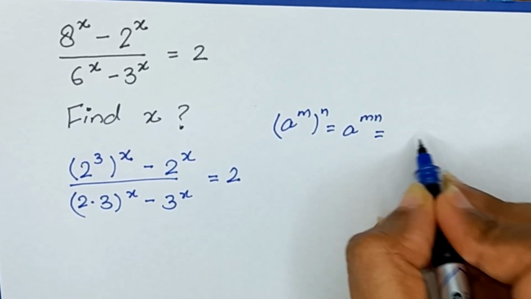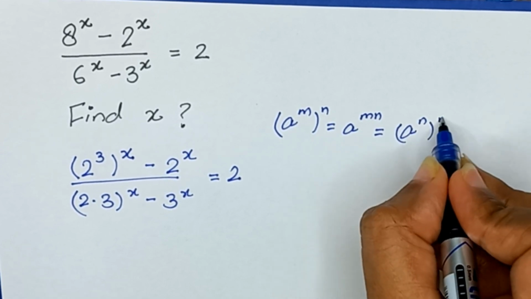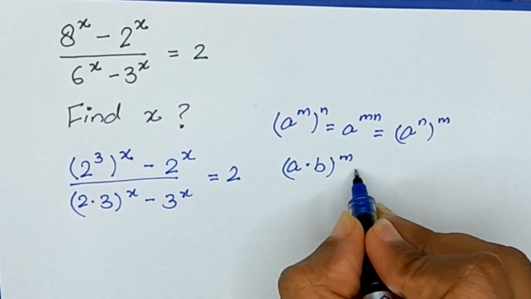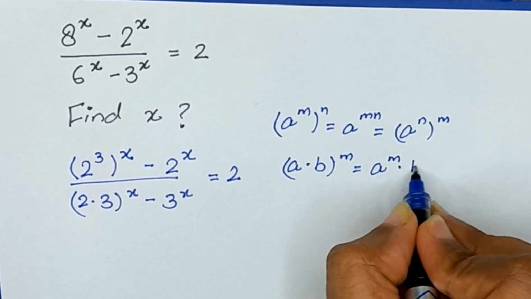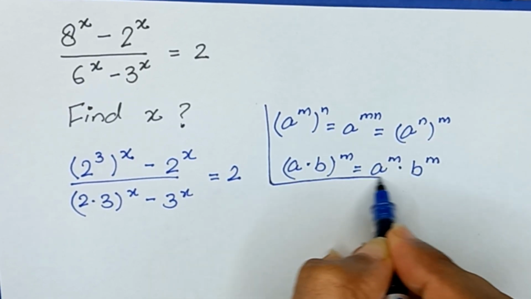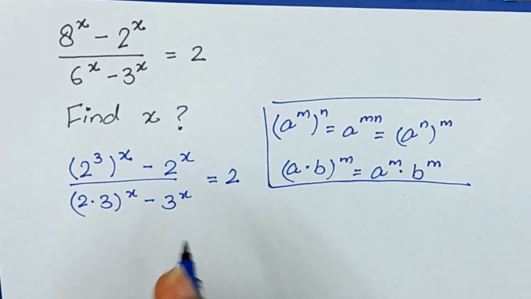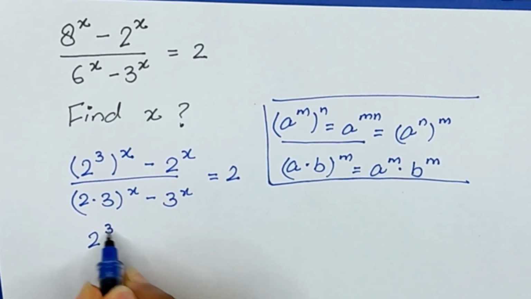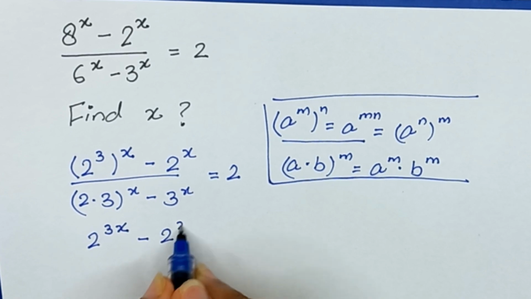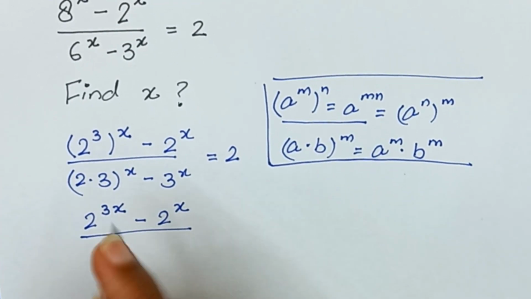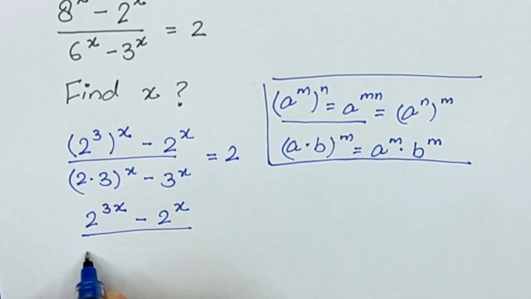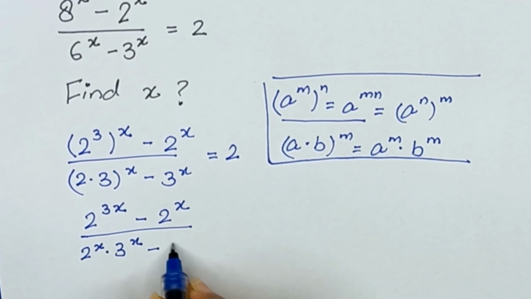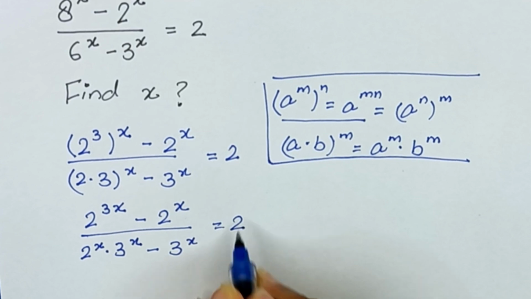Okay, as we know that a raised to the power m whole power n is equal to a raised to the power mn, and it can be written as a raised to the power n whole power m. And also (a times b) whole power m is equal to a raised to the power m times b raised to the power m. Now we will use these two exponential rules here. So by using these rules, we can write it as 2 raised to the power 3x minus 2 raised to the power x, divided by 2 raised to the power x times 3 raised to the power x minus 3 raised to the power x, and it is equal to 2.